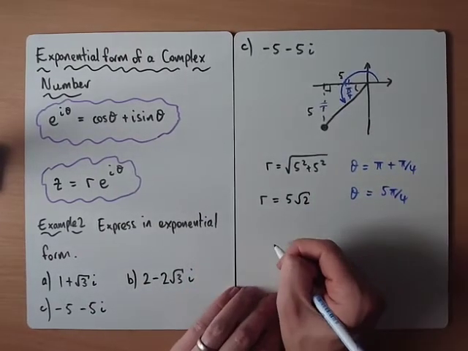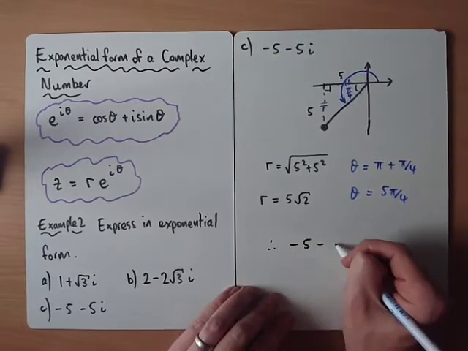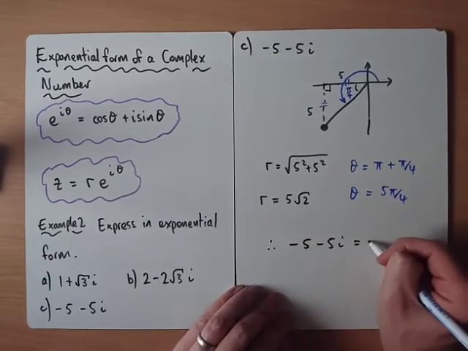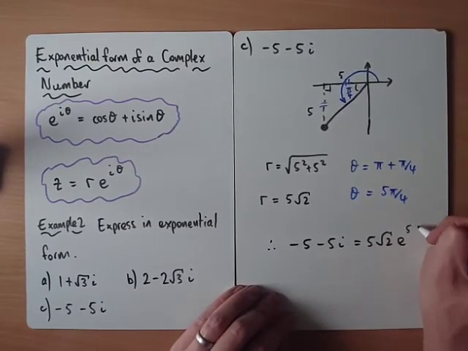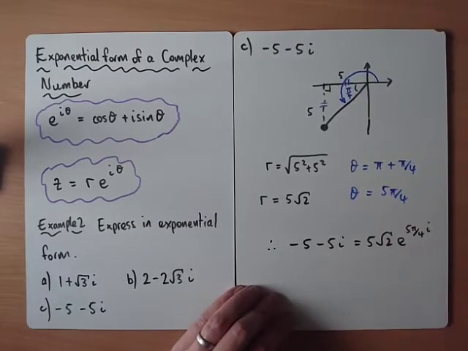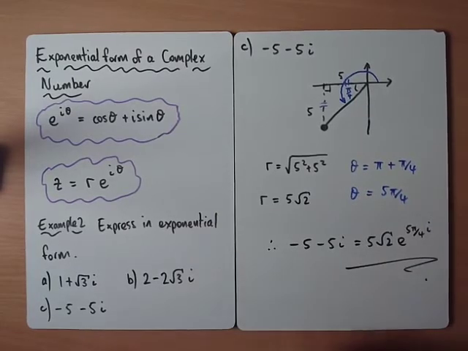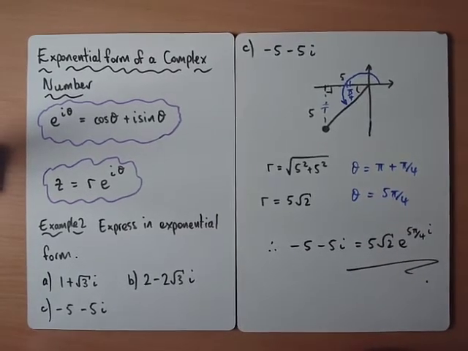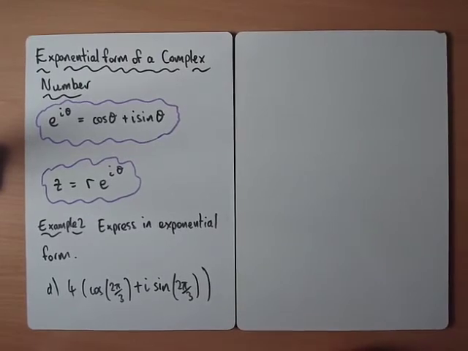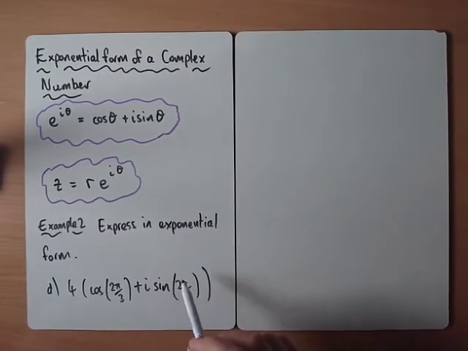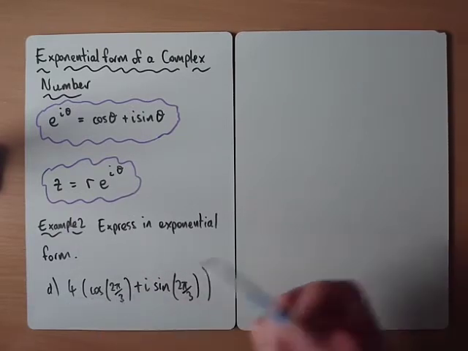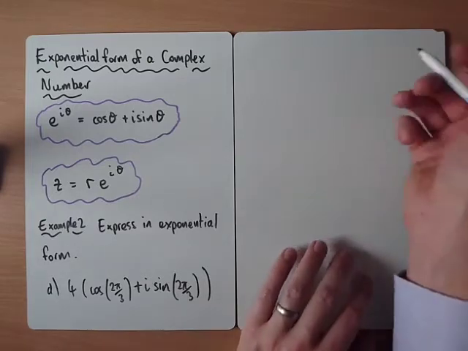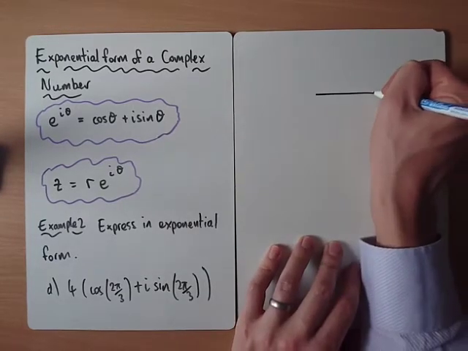Okay, so therefore, minus 5i would be equivalent to 5 root 2 e to the 5 pi over 4 i. Part D gives us, it's in a slightly different form, but essentially remember if it's written in this form, we know that this 4 is the magnitude and this 2 pi over 3 is the argument. So you can draw it out if you want. I mean, you don't need to draw this one out, but just to think about what's happening.